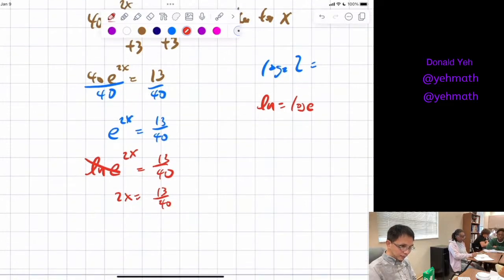And then it's going to be natural log of 13 over 40 and divided by half. So it's going to be x.